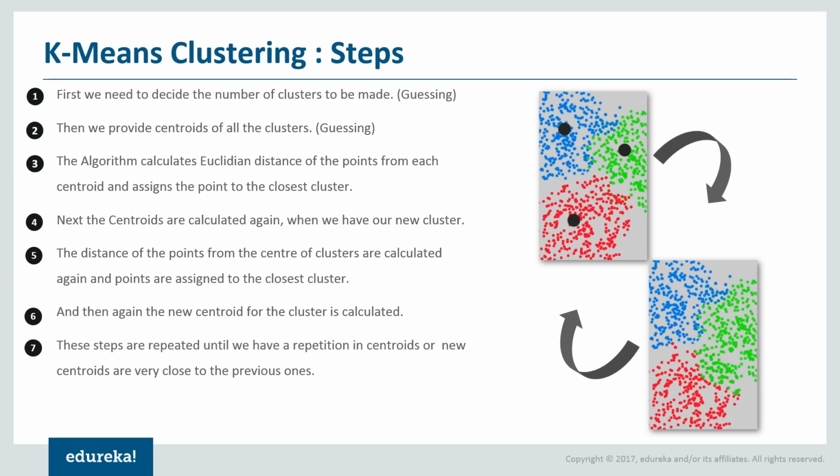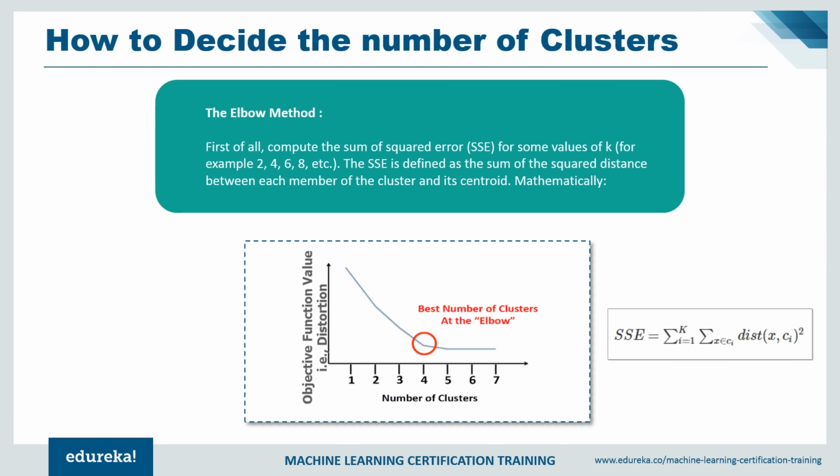For each data point, again, the distance from the points to the new clusters is calculated, and then again the points are assigned to the closest cluster. And then again, the new centroid is calculated. Now, these steps are repeated until we have a repetition in the centroids, or the new centroids are very close to the previous ones. So until and unless our output gets repeated or the outputs are very close enough, we do not stop this process. We keep on calculating the Euclidean distance of all the points to the centroids. Then we calculate the new centroids, and that is how k-means clustering works basically.